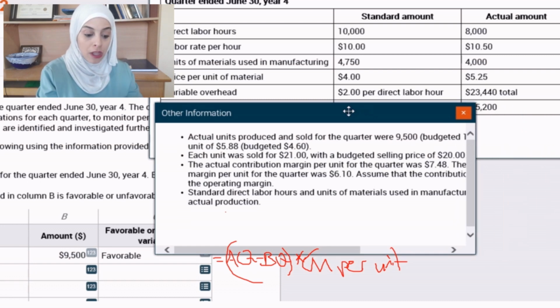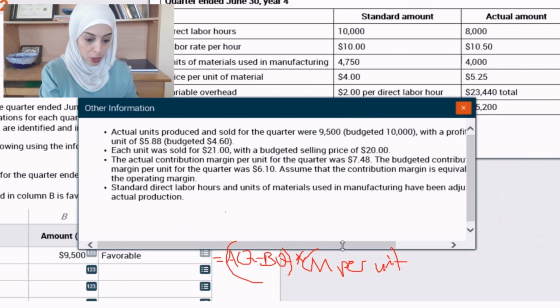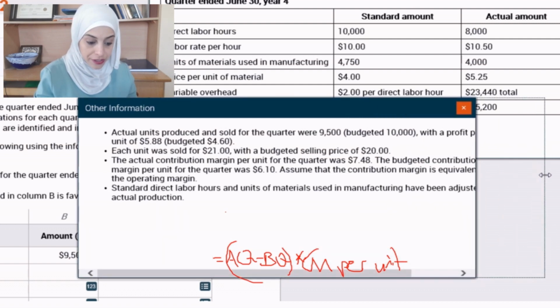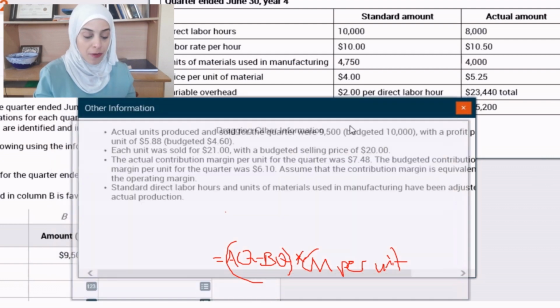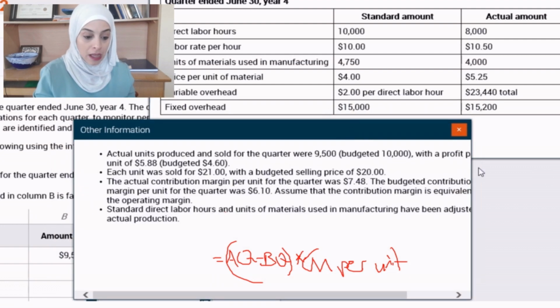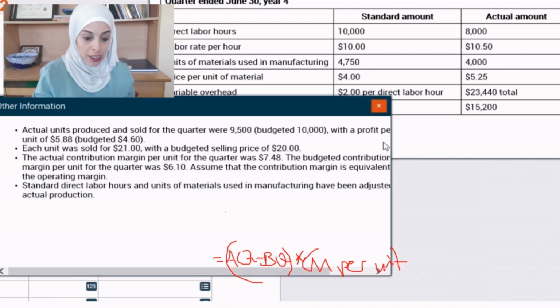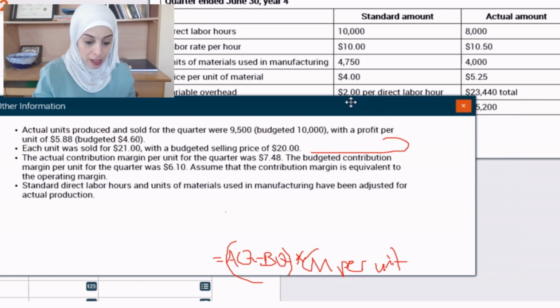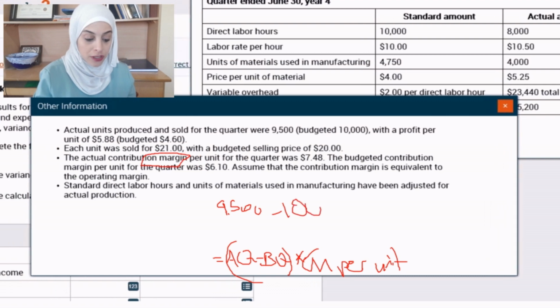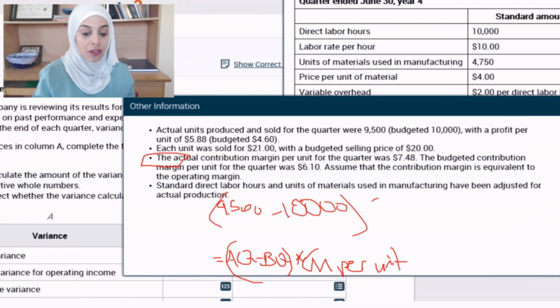And in this exhibit we have the actual quantities sold. It says actual units produced and sold 9,500 and the budgeted 10,000, and the budgeted contribution margin per unit for the quarter is 6.1. So all the data is available, we just do our computations. 9,500 minus 10,000 will give us 500, times 6.1, which is the budgeted contribution margin per unit, will give us 3,050. So the sales volume variance is 3,050.